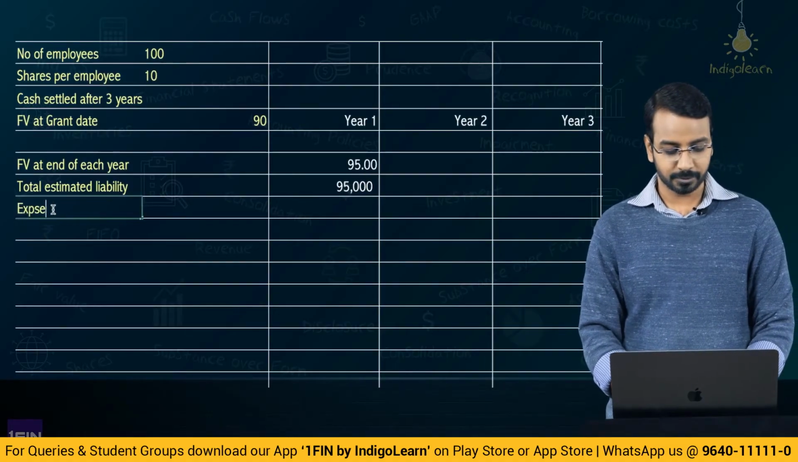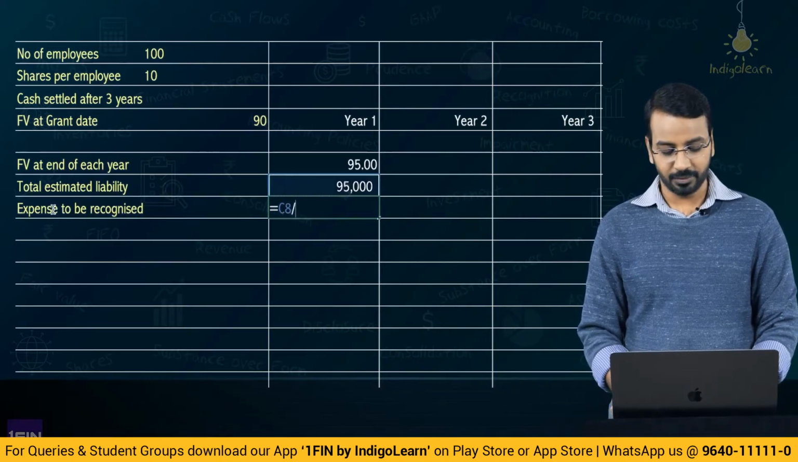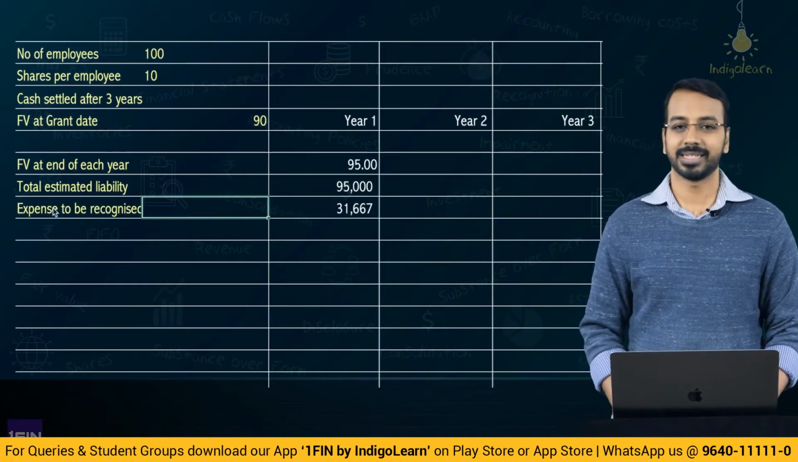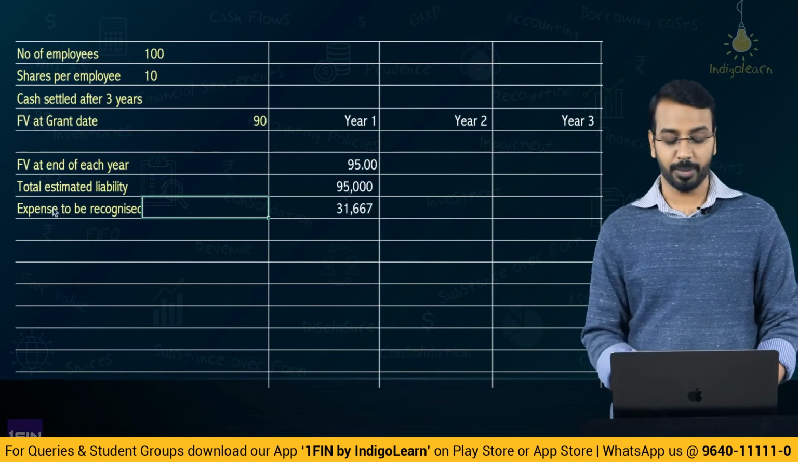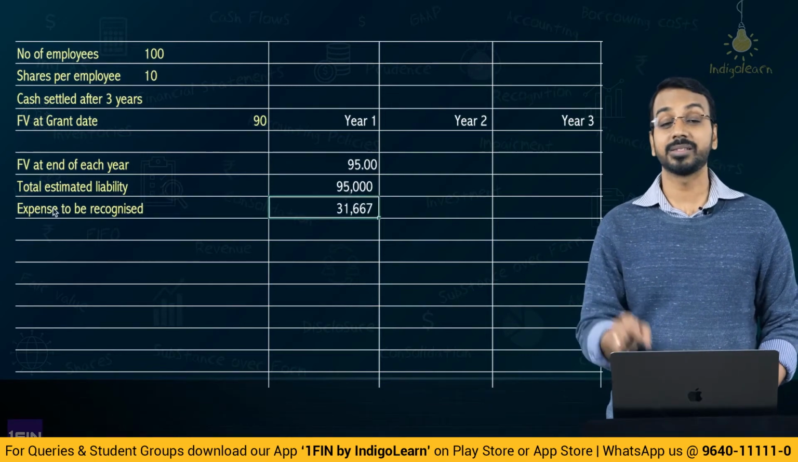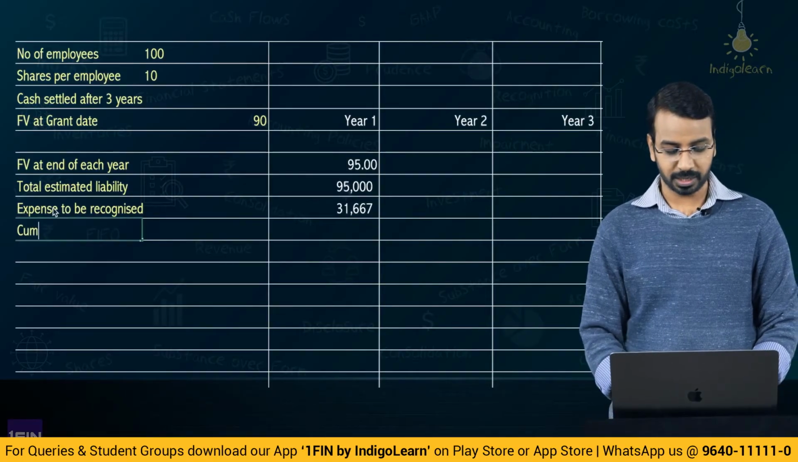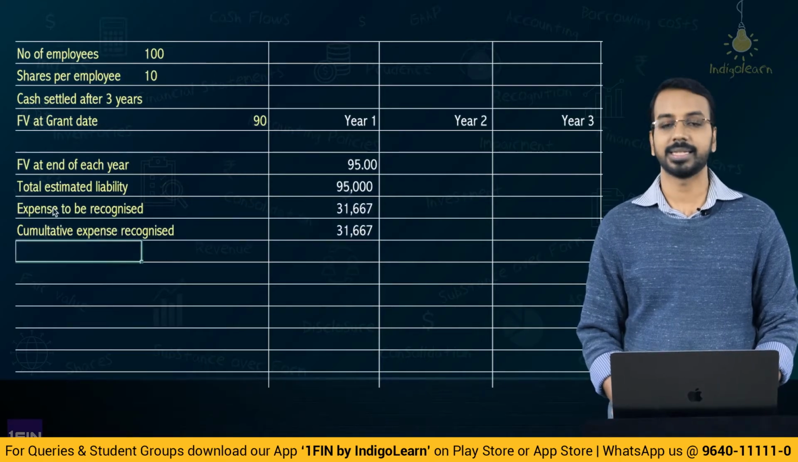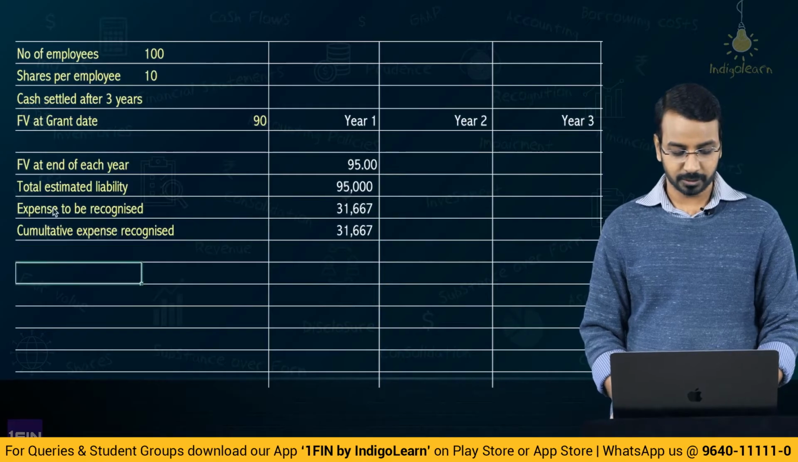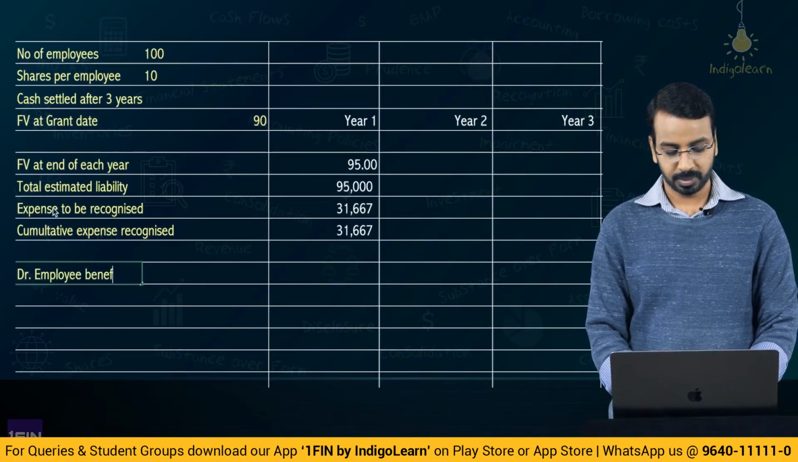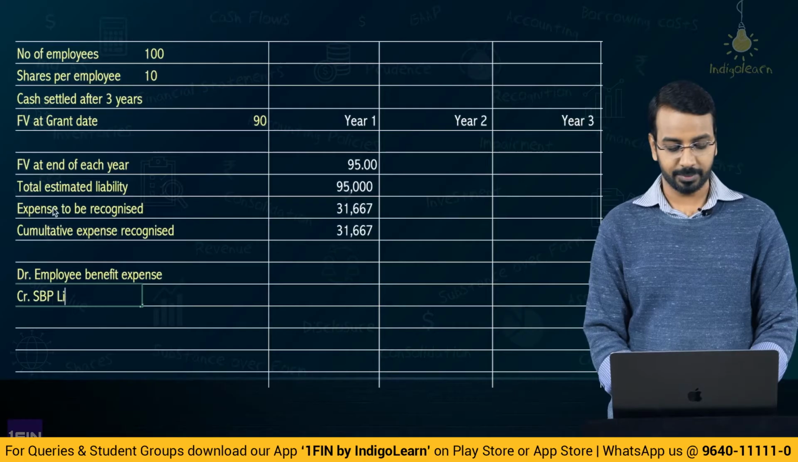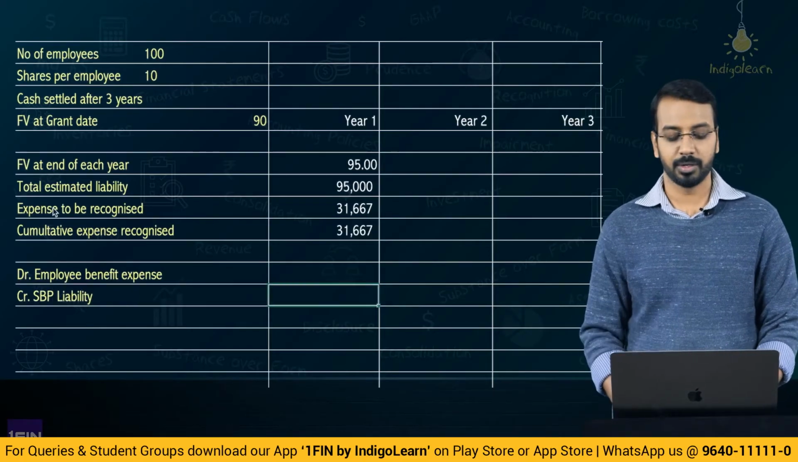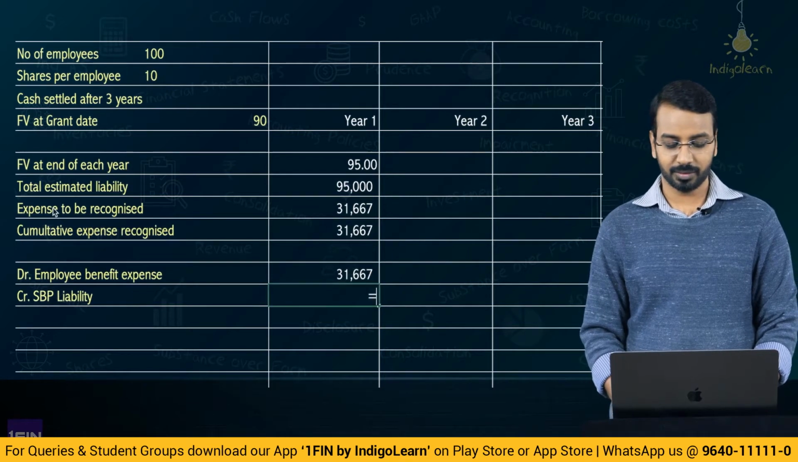So expense to be recognized is 95,000 divided by 3, which comes to 31,667 rounded off. So 31,667 is the expense to be recognized for year 1. And what is the cumulative expense recognized? Cumulative expense recognized is also 31,667. Now, what is the entry for this? Debit employee benefit expense, credit share based payment liability, or share based payment payable. So debit 31,667 and credit 31,667.